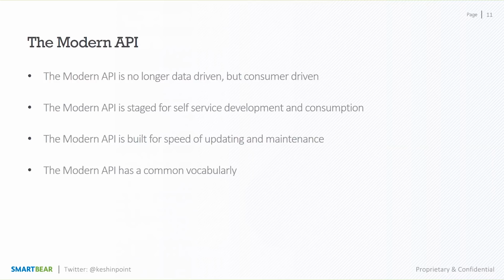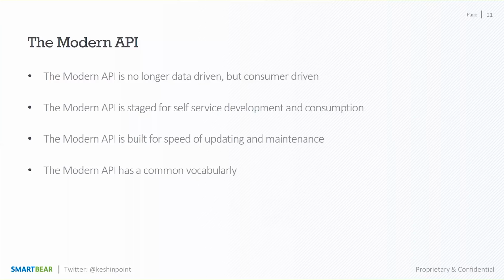They need to be thinking about how you can discover this API. You need to be thinking about long-term sustainability of how this API touches on various parts of your system. So it's not data driven, and it's not built for short-term goals. It's built for long-term consumer driven tactical strategy that the modern API tries to satisfy.